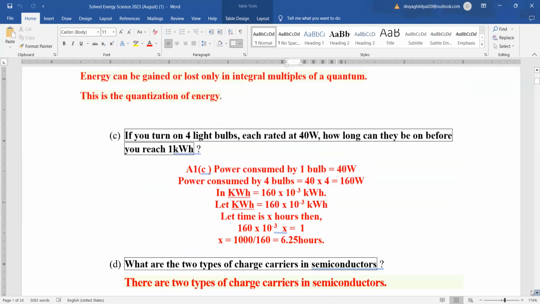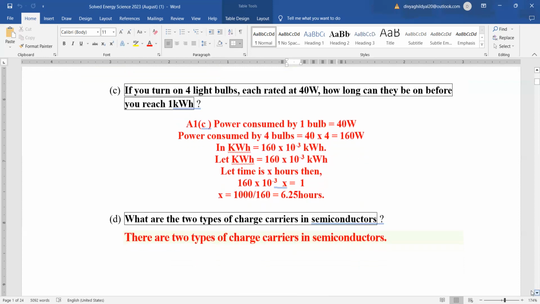Now this numerical, very easy numerical: if you turn on 4 light bulbs, each rated at 40 watt, how long can they be on before you reach 1 kilowatt? Power consumed by one bulb is 40 watt. So 4 bulbs will be 40 into 4, that is 160 watt. We know that kilowatt, we will multiply it by 10 to the power of minus 3. Let x be the time. So this is equal to 1 kilowatt hour, and x is equal to 1000 upon 160, which is 6.25 hours.